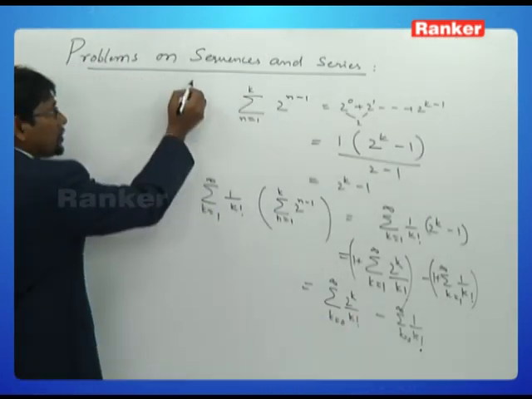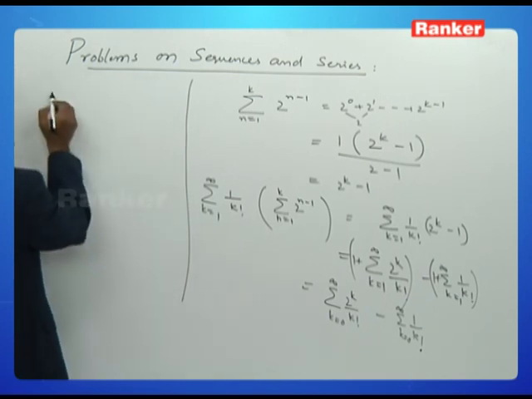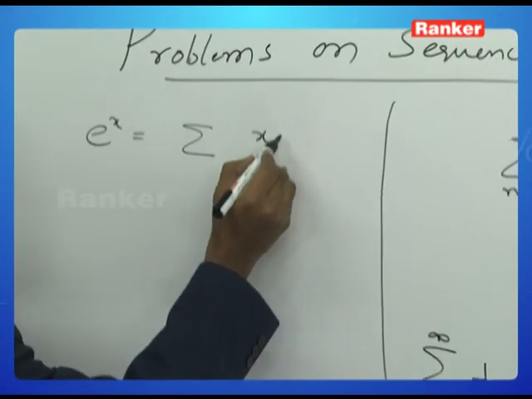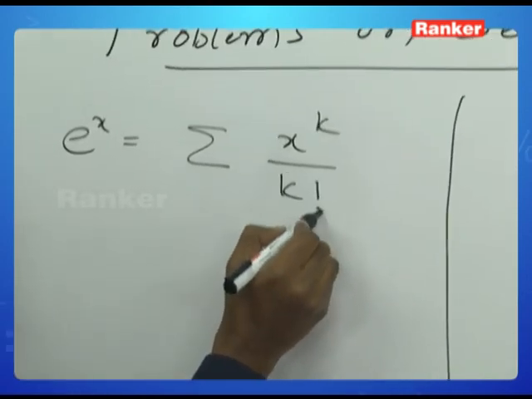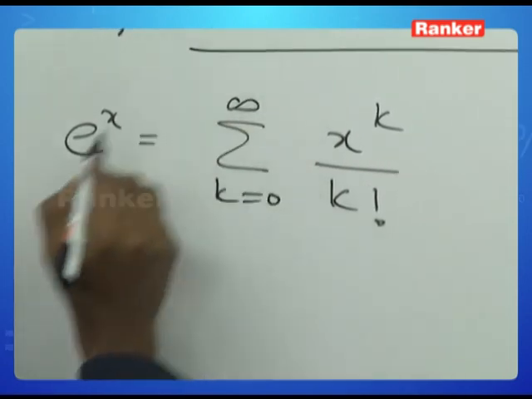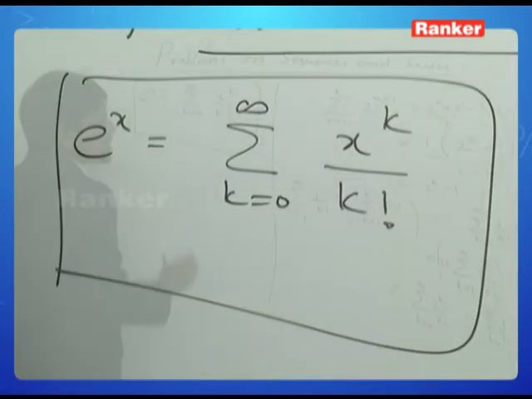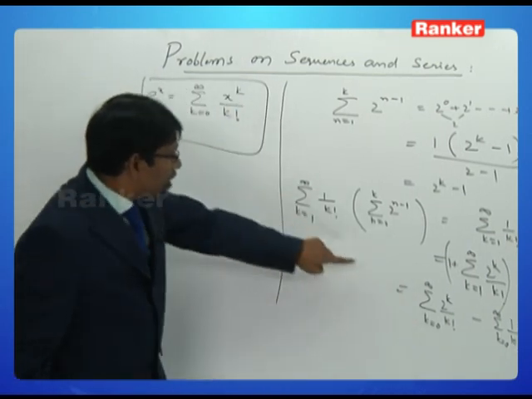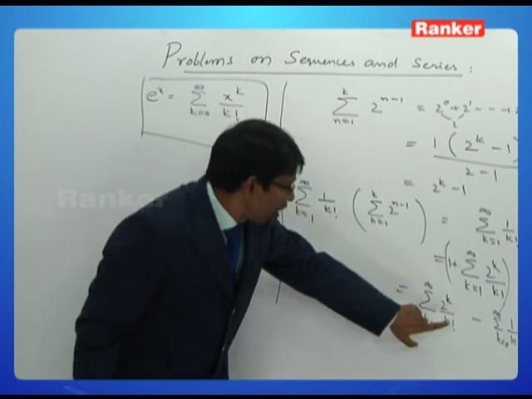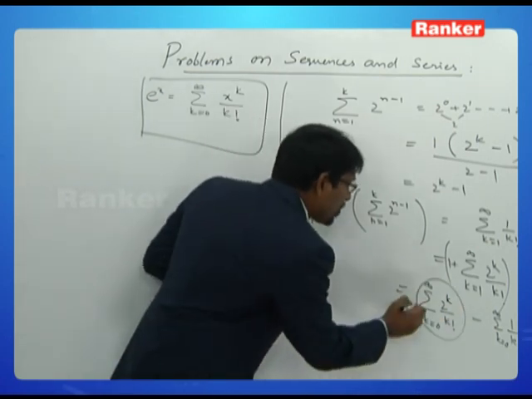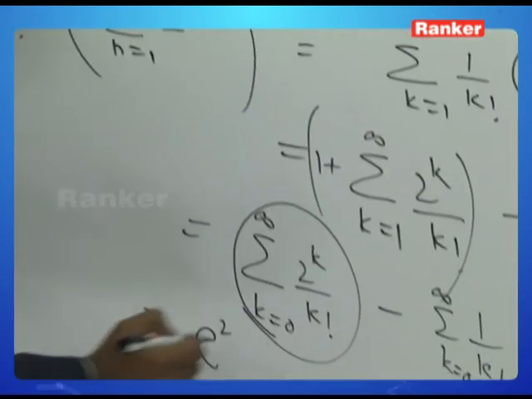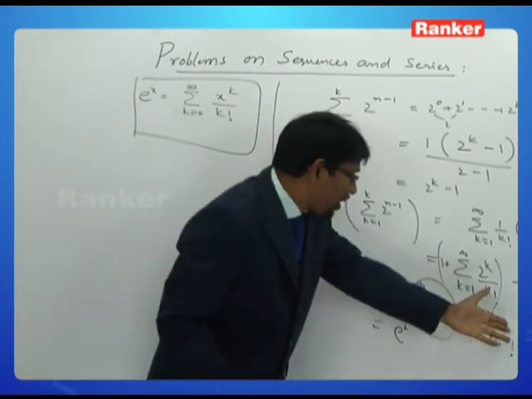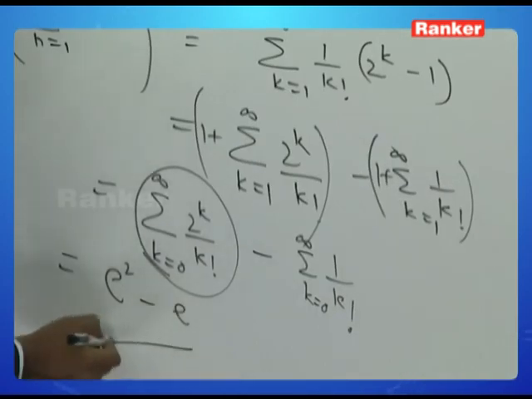We know one formula. What is that formula? e power x has an expansion like this: sigma x power k by k factorial, k ranging from 0 to infinity, is e power x. We can use this. Now just observe that instead of x we have 2 here, so this part becomes e square. And what about this? I can take x to be 1 here. So 1 power k is 1 there, and that makes it e. So e square minus e.